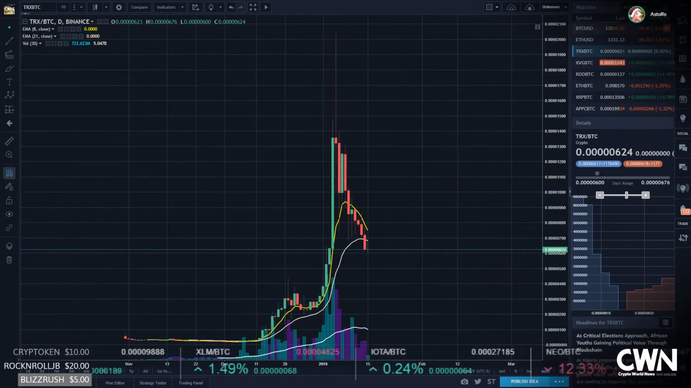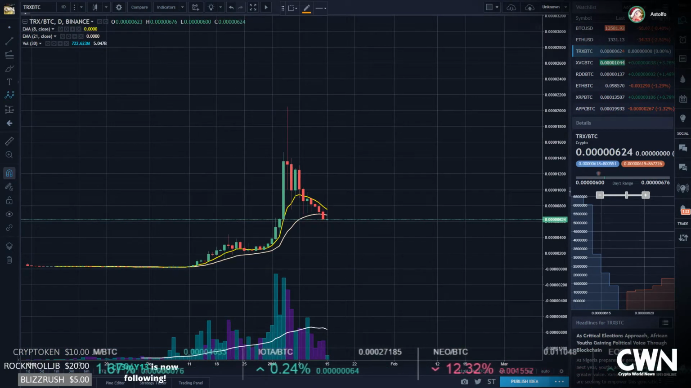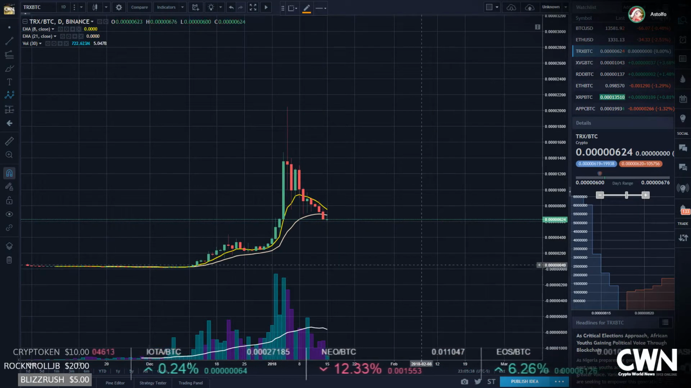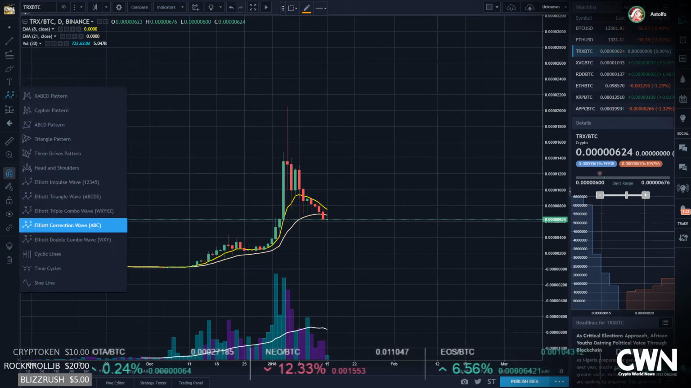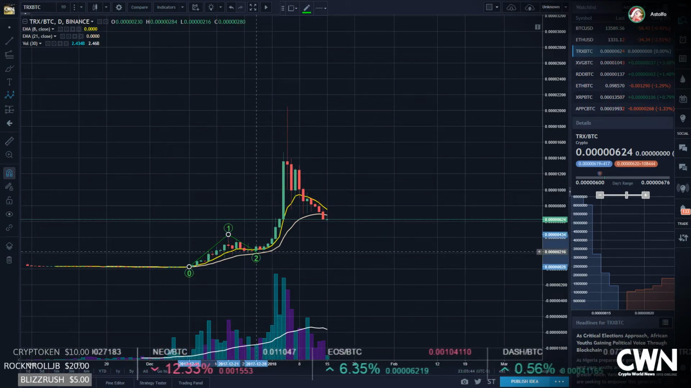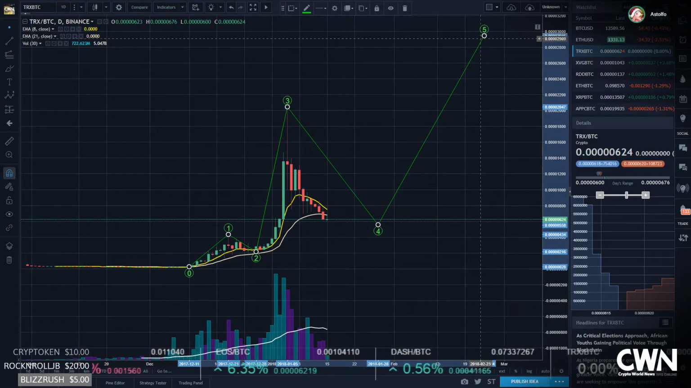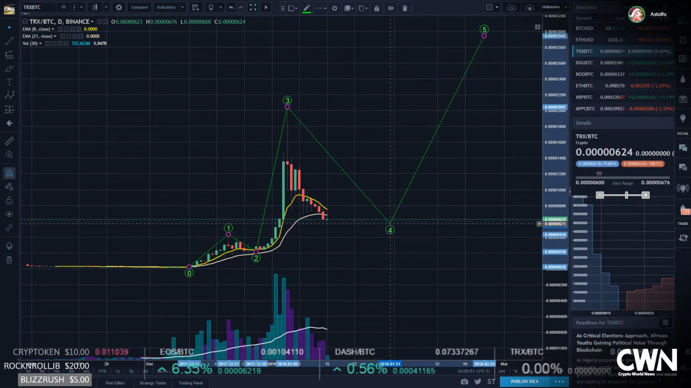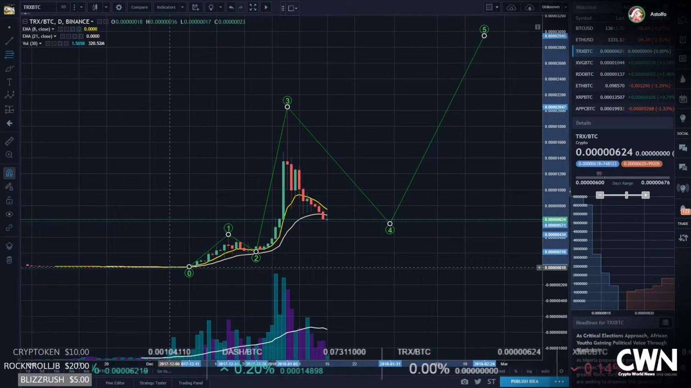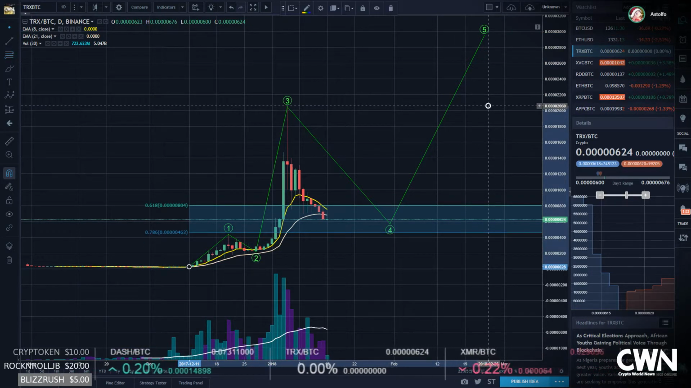All right, next we're going to look at everyone's favorite right now, Tron. To me, this does look like a 1, 2, 3, 4. Even though this pullback has been really brutal, it does just kind of look corrective to me. We're going to pull the larger 618-786 retrace zone.